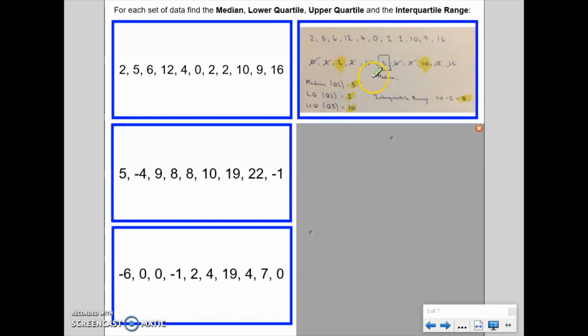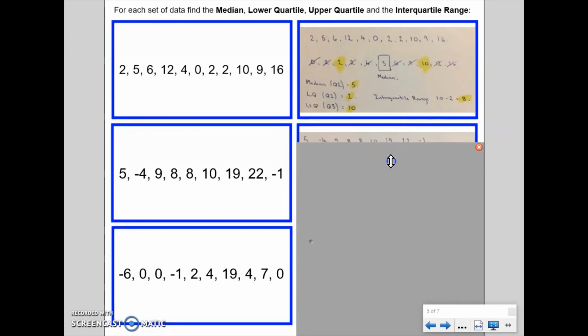There were no points during this question where we ended up with 2 bits of data as either our median or upper or lower quartiles. This is what your method and notation should look like. That's how you're going to get full marks in your exams or tests.